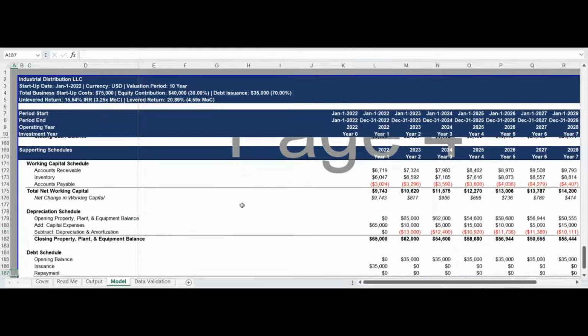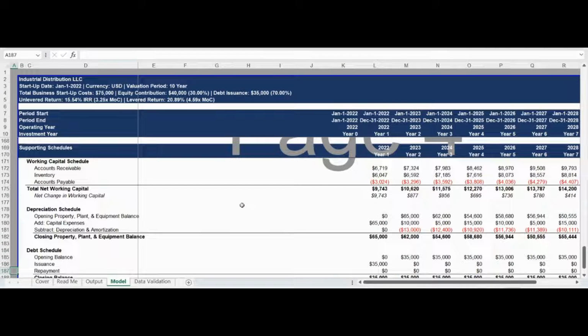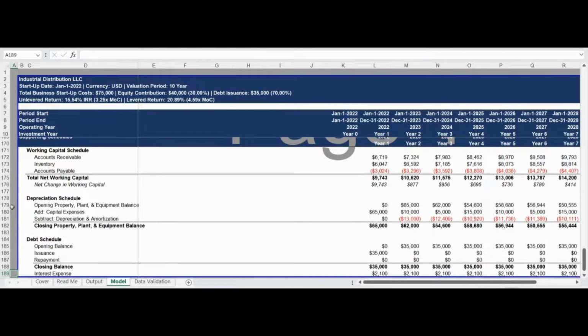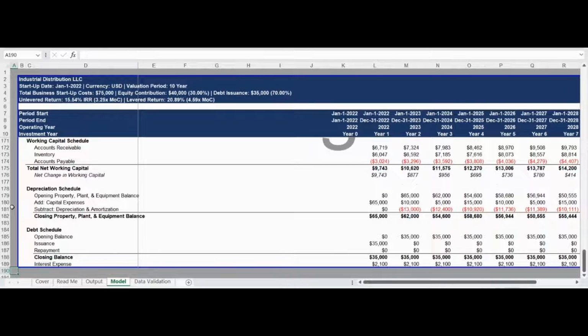As we continue to mention, there are no plugs utilized in the three-statement model. Plugs are avoided through the use of supporting calculations. The supporting schedules include a calculation of net working capital, amortization and depreciation, as well as the debt schedule. The debt schedule includes the ability to repay debt or draw additional proceeds as well as the calculation of the periodic interest charge.